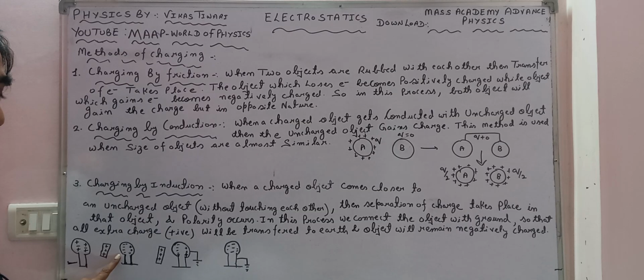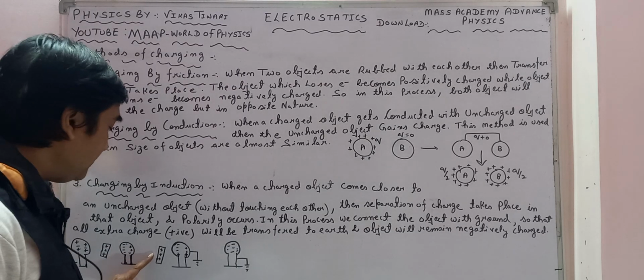When it comes near to this surface of this particular body, then what will happen? This surface will become negatively charged. Means if here it is positive, then it will become negative, and the other surface which is not near to this particular body will become positively charged. So if it is positively charged, this becomes negative. If this body is negatively charged, this part becomes positively charged and this part becomes negatively charged.